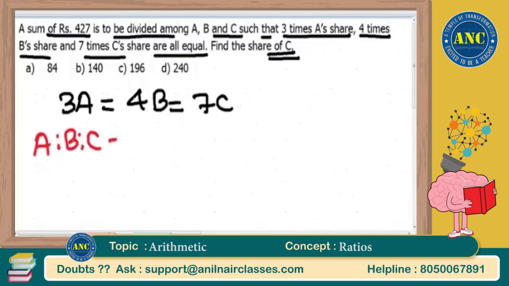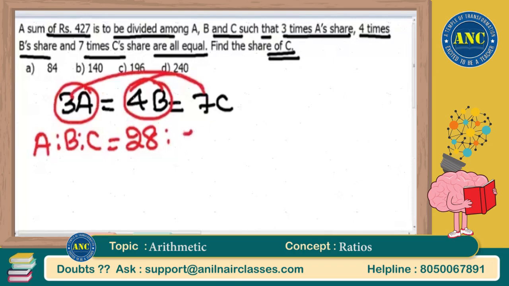A is to B is to C is. To find A, close A. 4 into 7 is 28. To find B, close B. 3 into 7 is 21. To find C, close C. 3 into 4 is 12.